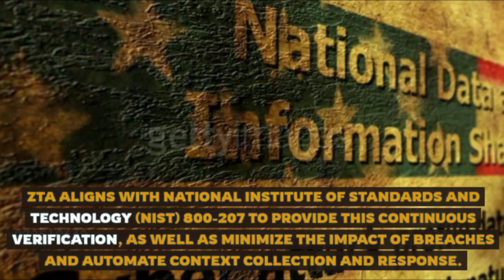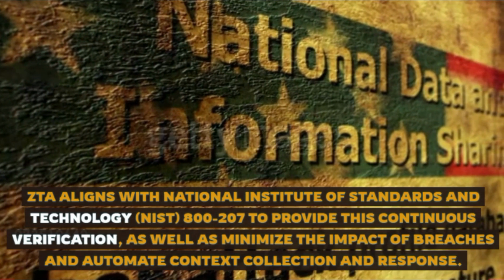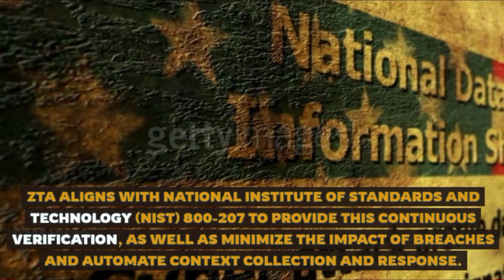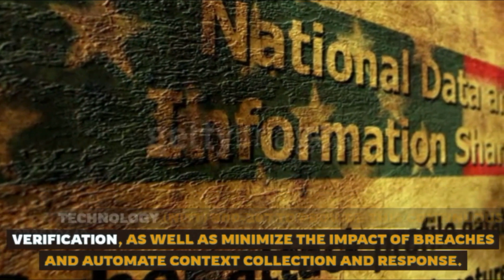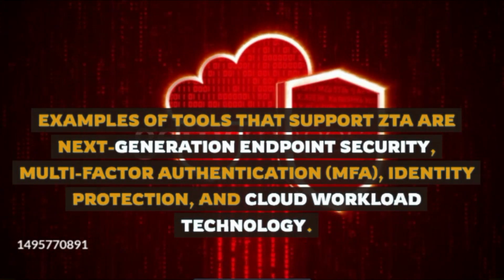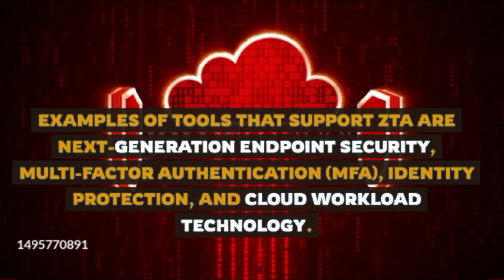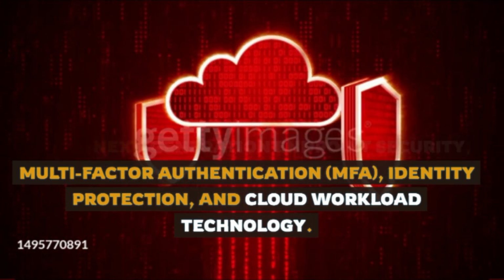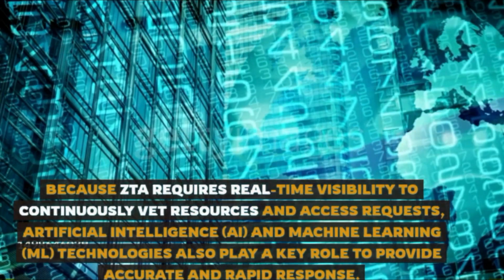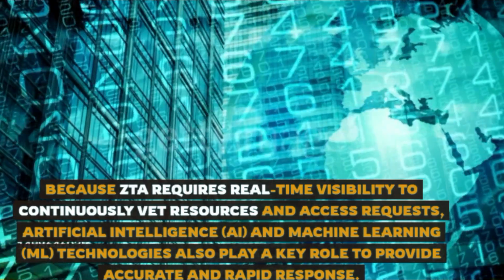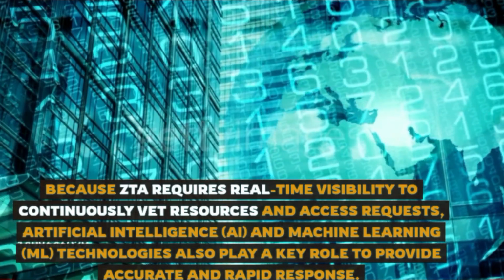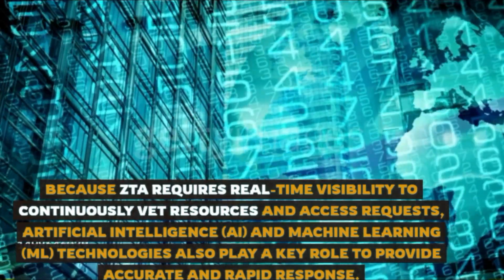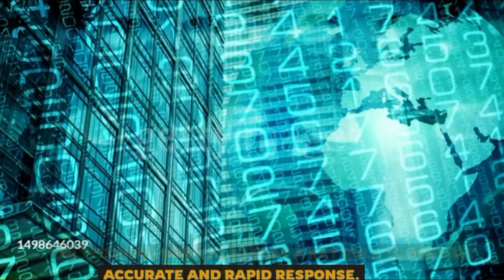ZTA aligns with National Institute of Standards and Technology, NIST, 800-207 to provide this continuous verification, as well as minimize the impact of breaches and automate context collection and response. Examples of tools that support ZTA are next-generation endpoint security, multi-factor authentication, MFA, identity protection, and cloud workload technology. Because ZTA requires real-time visibility to continuously vet resources and access requests, artificial intelligence, AI, and machine learning, ML, technologies also play a key role to provide accurate and rapid response.